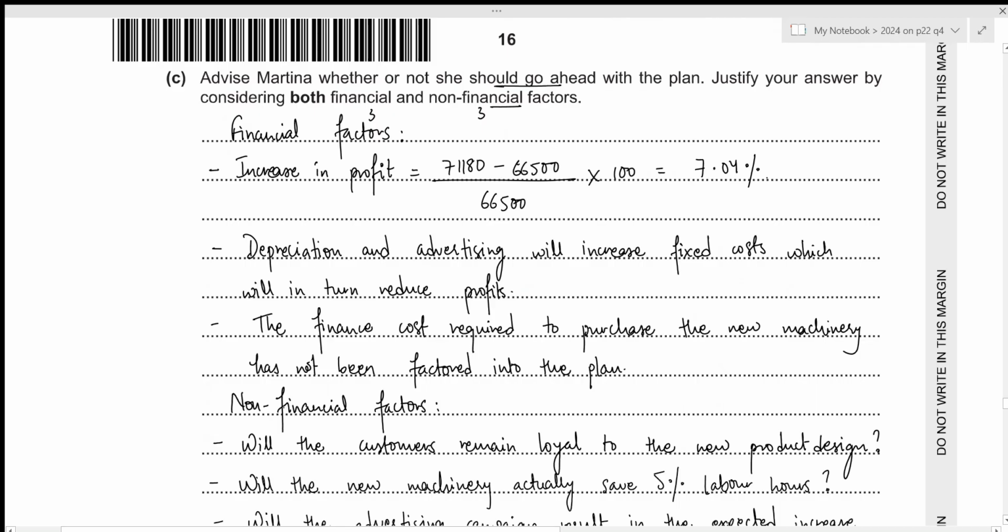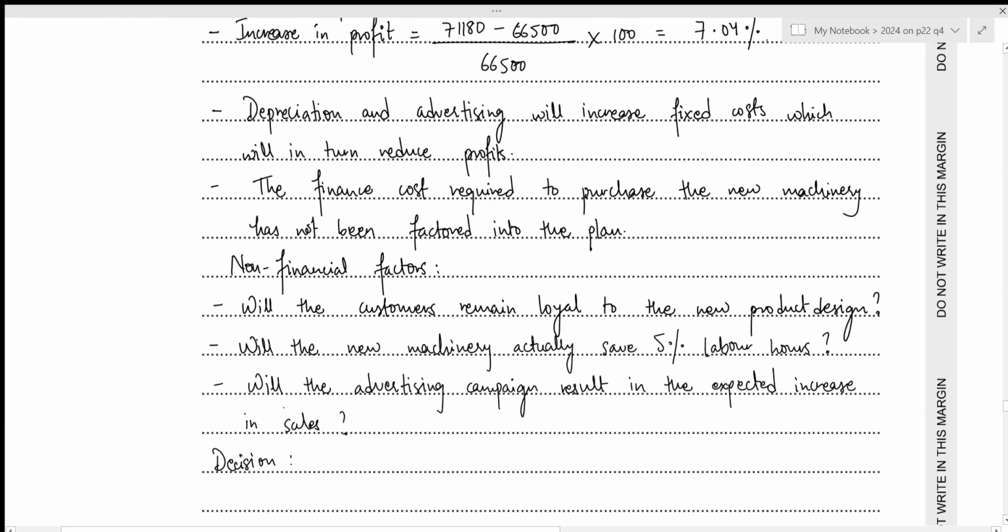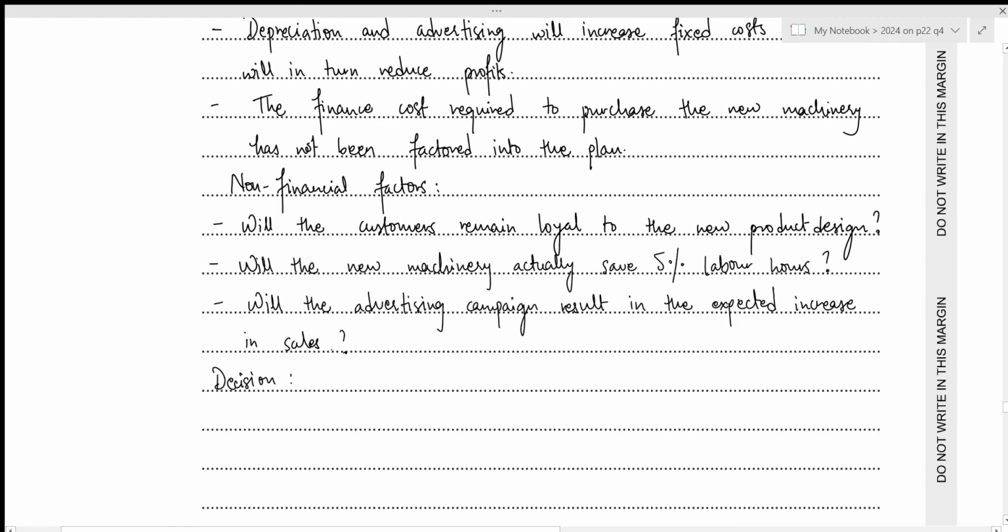Okay, in this case, I would suggest Martina to go ahead with the plan, because I think she will be able to increase the sales by additional 700 units, because now she is providing additional incentive to the sales workers, because she is providing 10% sales commission on the sales happening above 3,500 units. So that could act as a major incentive.